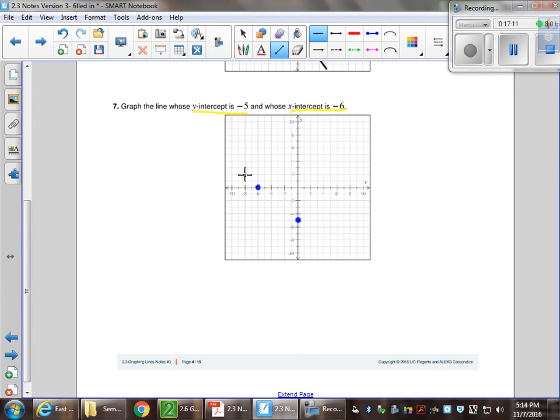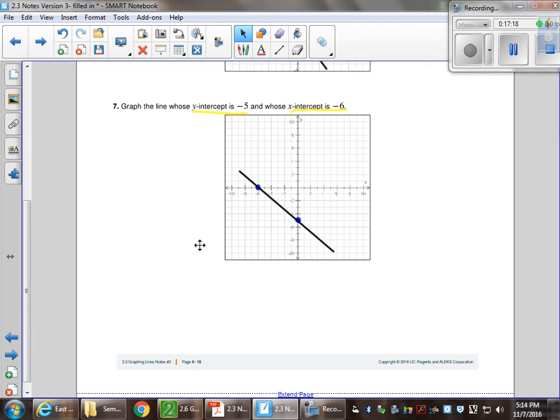There are my 2 points. Connect. Straighten that out a little. Done. No work required as long as you don't overthink the question and or put the wrong intercept on the wrong axis. Okay, so be careful with that one.